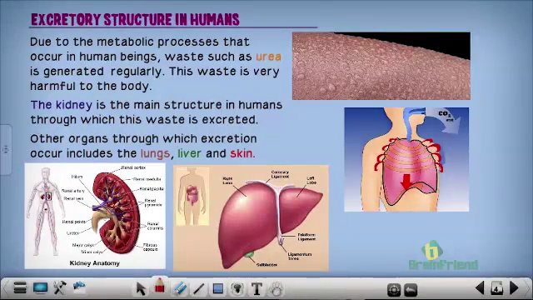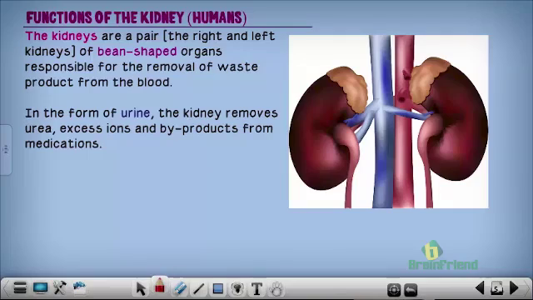Let's talk about the excretory structures found in man. We have the kidney as the main excretory structure found in man. We also have the liver, the skin, even the lungs. They are all seen as excretory structures. But the main excretory structure in man is the kidney. Let's talk about the kidney.